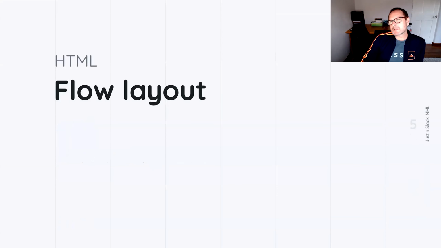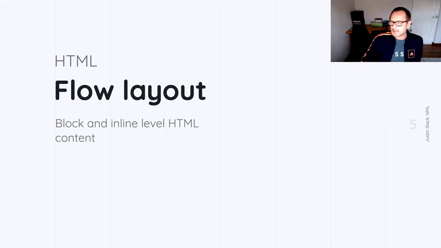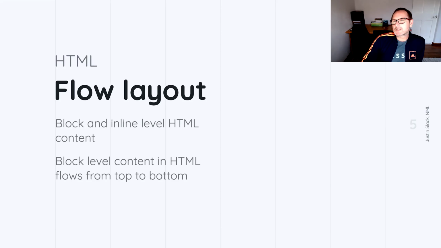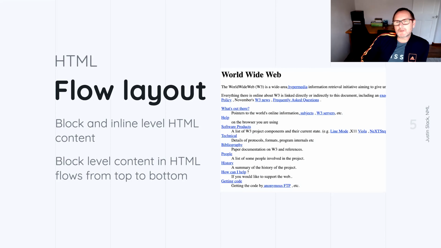Okay, so what we're seeing there is something that we refer to as flow layout. It specifically refers to block and inline level HTML content. Block level content in HTML always flows from the top to the bottom. So we know if we have a bunch of paragraphs in our HTML, that when we open that in the browser, the order is going to be preserved as we have it in the HTML due to the way that block layout works.